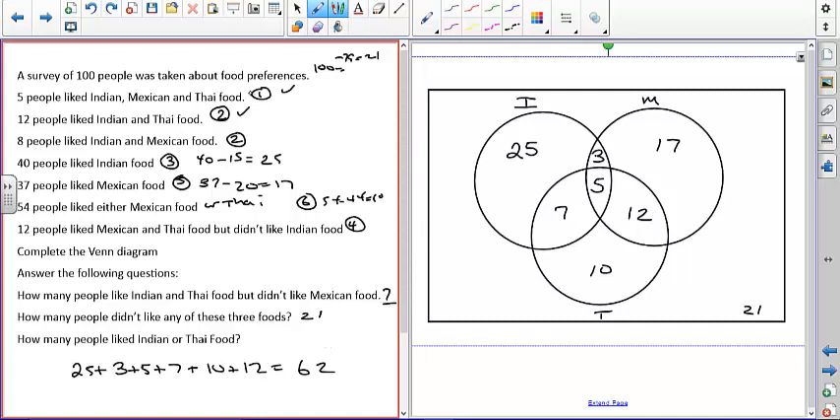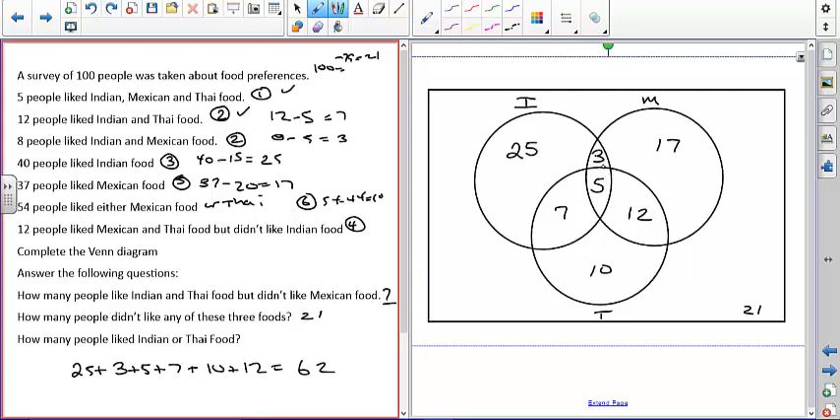Again, the order is: if we have people who liked everything, we put that in the middle. Then we look for cases where people like 2 out of the 3. Those are the footballs, and then you have to use subtraction. 12 minus 5 is 7. That goes right there. 8 minus 5 is 3. I'm subtracting the one that's in the middle. So that's how you get 7 and 3.